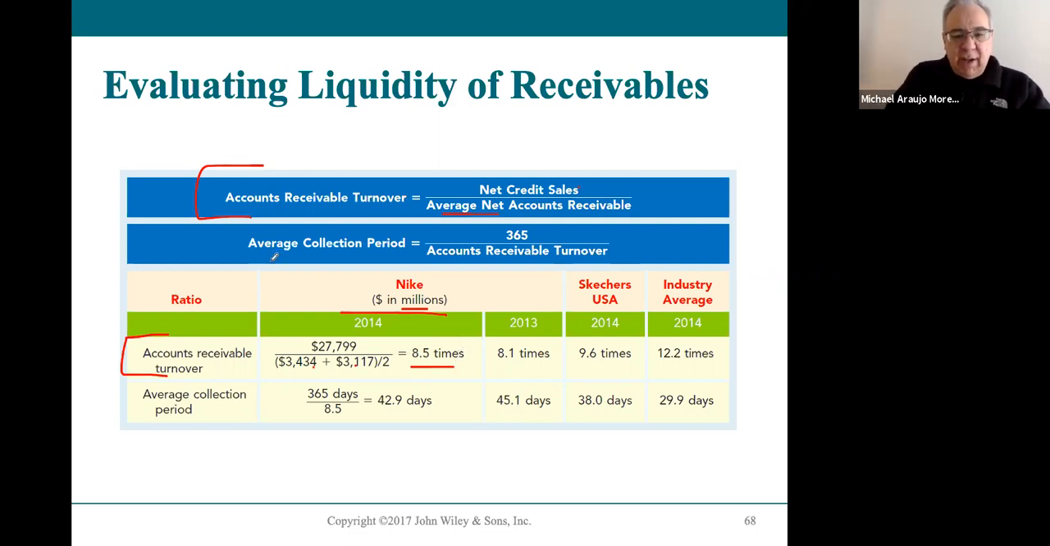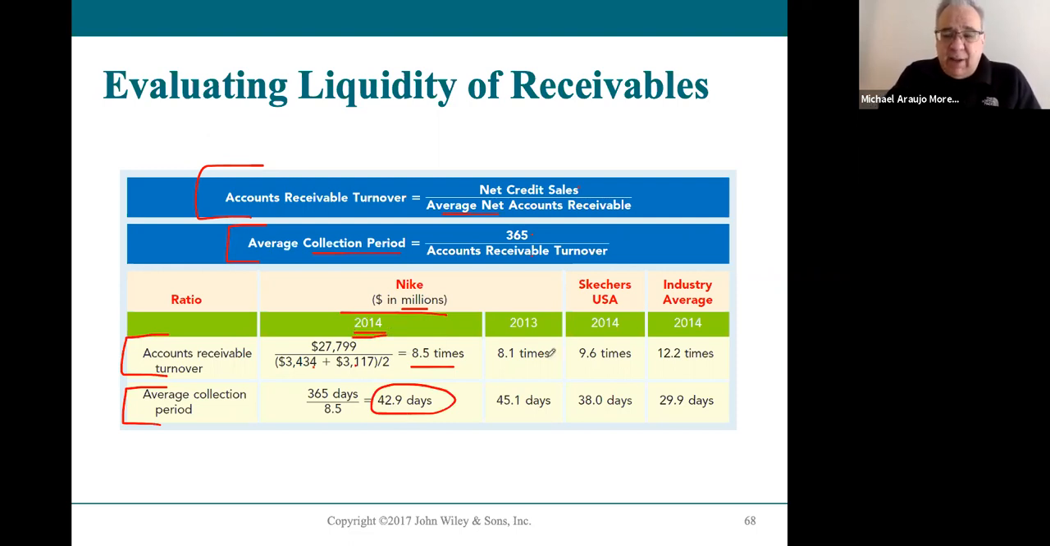But now that you know the turnover rate, if you put that under 365, it'll give you the collection period. So for 2014, Nike had a receivable turnover rate of 8.5. When you put that under 365, you can see they're collecting their receivables roughly every 43 days, if we round it. That's a long time to wait because you want to get paid every 30 days. And here Nike's getting paid every 43 days, roughly speaking, in 2014.